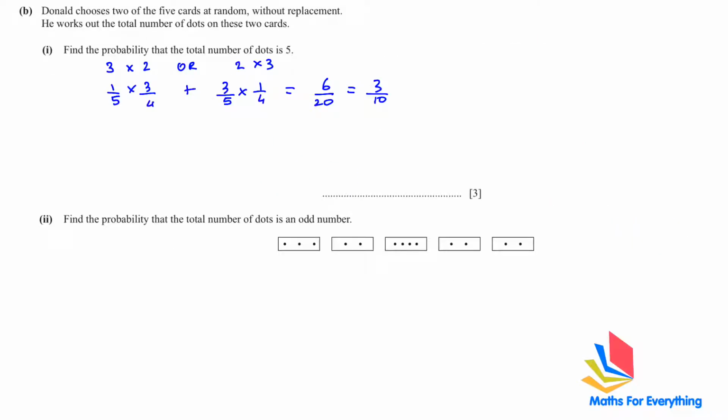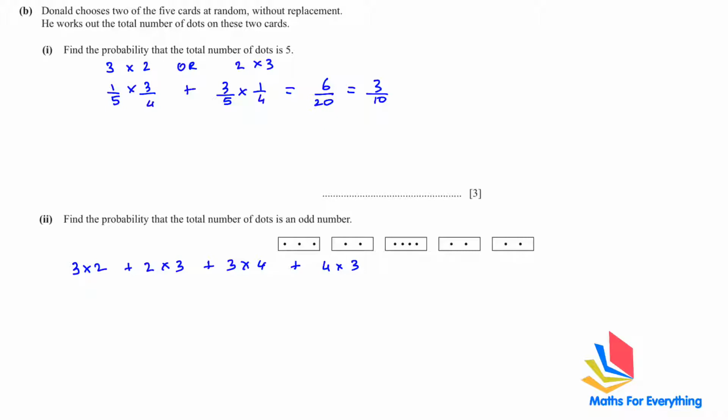Part 2. Find the probability that the total number of dots is an odd number. So it could be that the first card is 3 and the second is 2. 3 plus 2 is 5. Or it could be the first card is 2 and the second is 3. Or it could be the first card is 3 and the second is 4, because 3 plus 4 is 7. Or 4 then 3. Let's write down the probabilities.